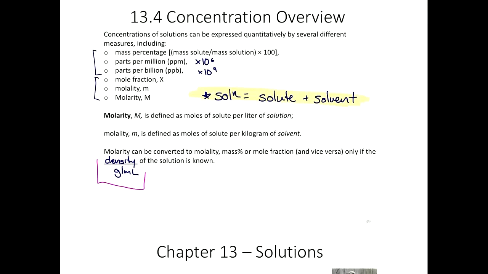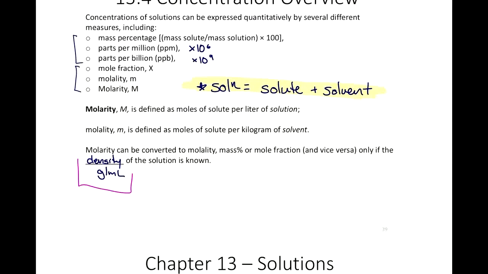And so I like to draw a map that shows how all of these units are related to one another. Mass percentage, mole fraction, and molality, they all live on an island together. As long as you know the molar masses of your solvent and your solute, you can interconvert between those three units perfectly, and it's fine.